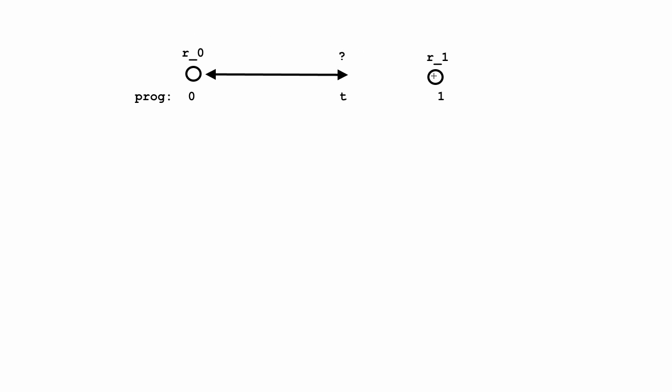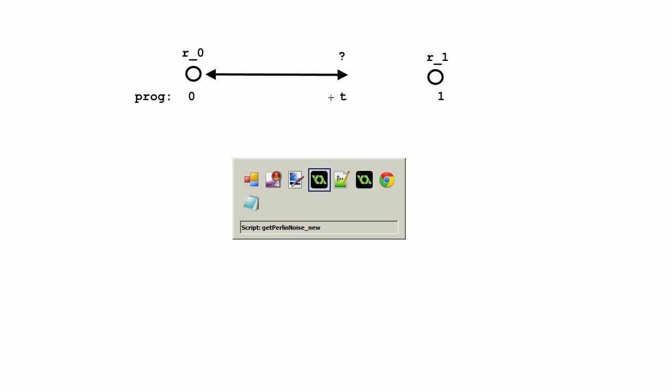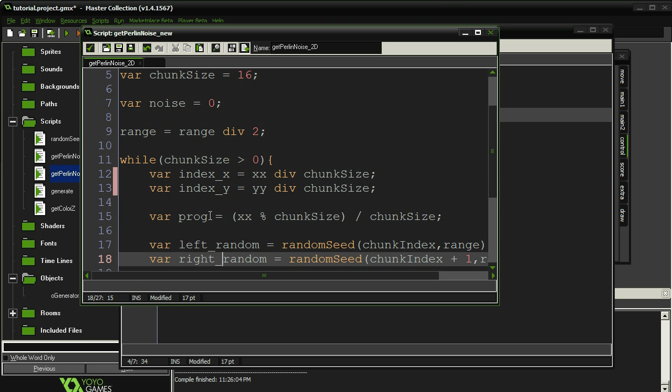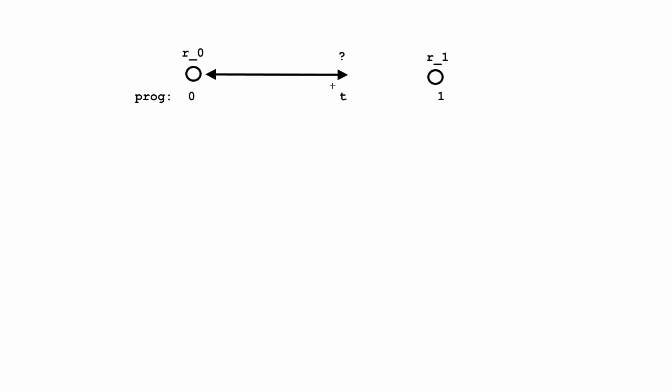Make sense? So we calculate how far we are in between them, and I'm calling it t. In our code we actually called it prog right there. I'm just going to call it t, again, to make things a little more concise. And t can be between 0 and 1. 0 means it's all the way towards the left random value, and 1 means it's all the way towards the right random value. So again, the question is, what is this question mark? What is this value between R0 and R1, with t being how far in between it is?